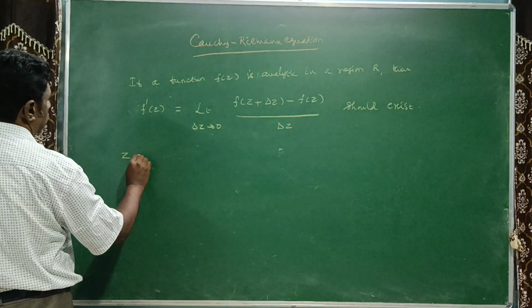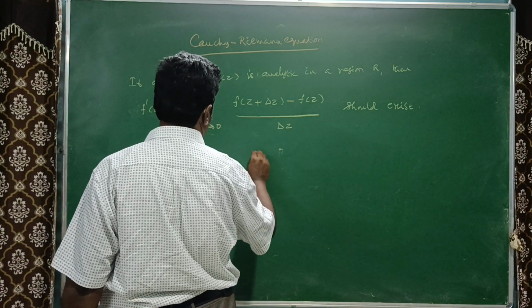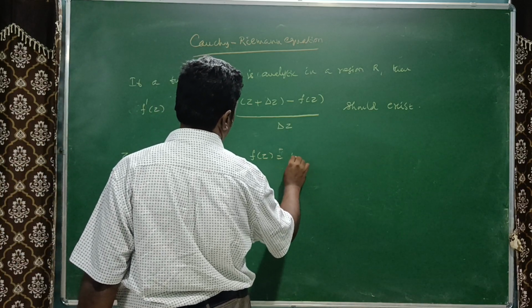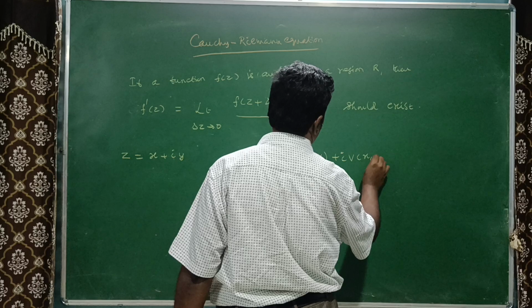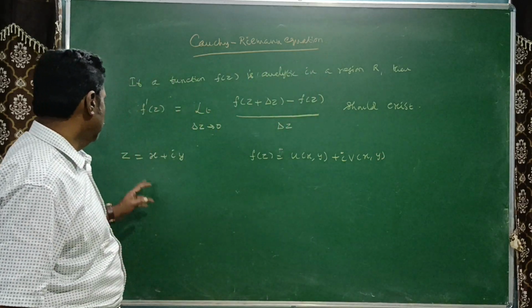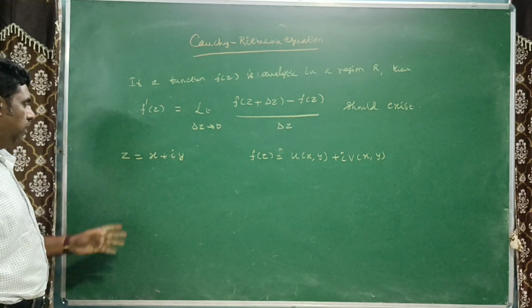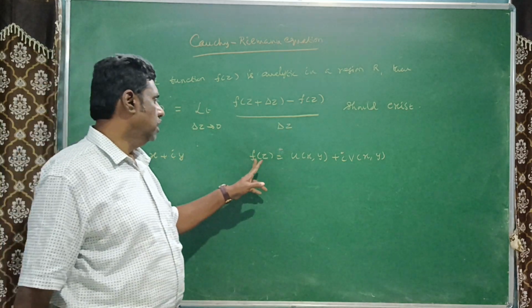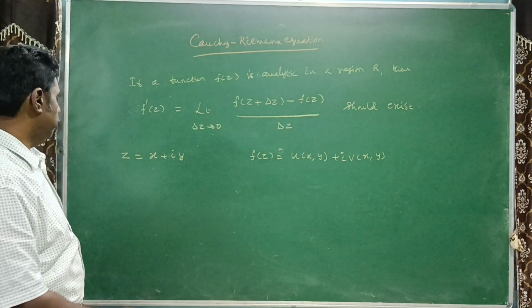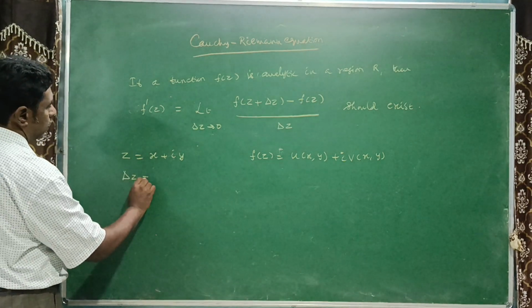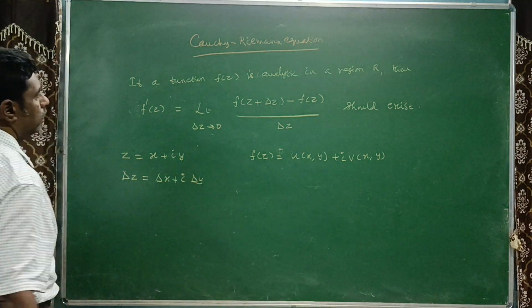We know that z = x + iy. Then f(z) = u(x, y) + i v(x, y). z = x + iy is one function, w = u + iv is another function. If you correlate z and w, then f(z) is equal to u(x, y) + i v(x, y). From this, Δz = Δx + iΔy.